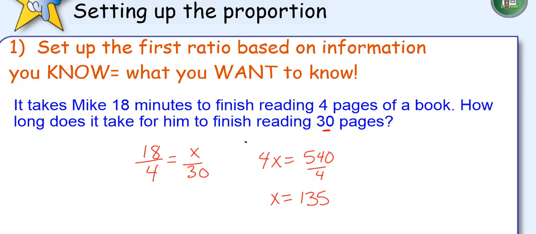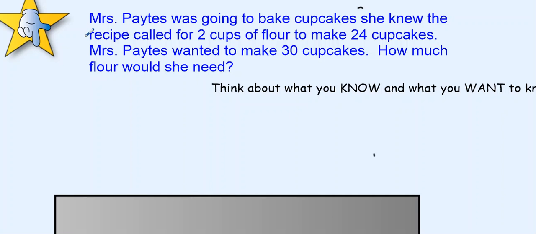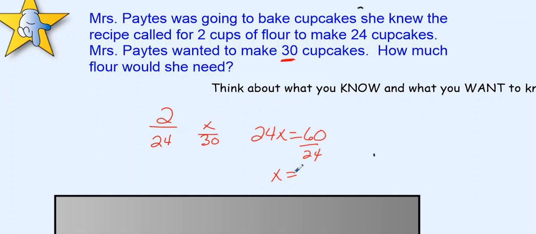Let's check the next one. Miss Paynes was going to bake cupcakes. She knew the recipe calls for 2 cups of flour for 24 cupcakes. So I know 2 cups of flour for 24 cupcakes, but I want to make 30 cupcakes. This represents the cupcakes, so it has to be on the bottom. I'm going to cross multiply. So 24x has to equal 60. Then I need to divide by 24. So x has to equal 2.5, so it needs 2.5 cups of flour.